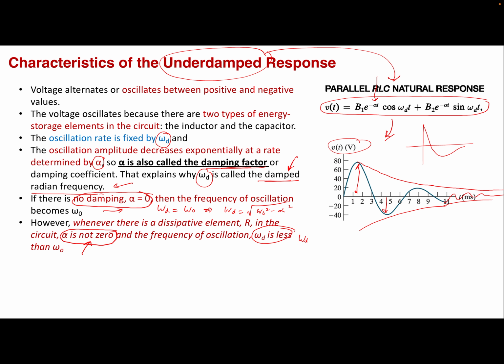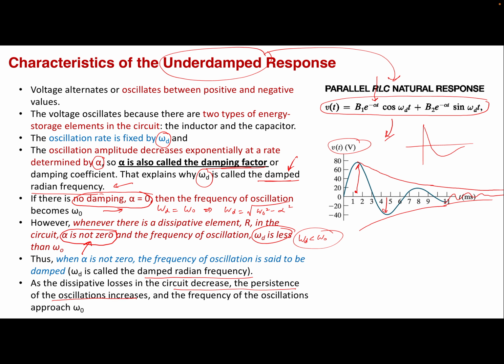Okay. So as the dissipative losses in the circuit decrease, the persistence of the oscillation increases. This is what the other comment that I mentioned, right? Depending on the value of R. If the resistance is not present, let's say the resistance is an open circuit, there's no element to dissipate the energy. This means that the oscillation will potentially continue.